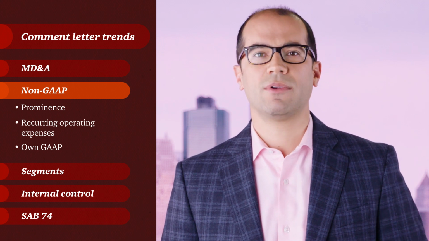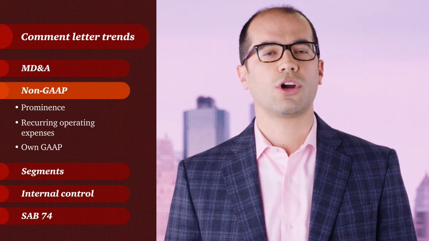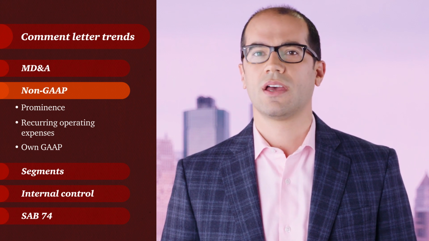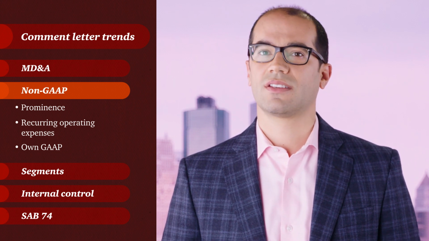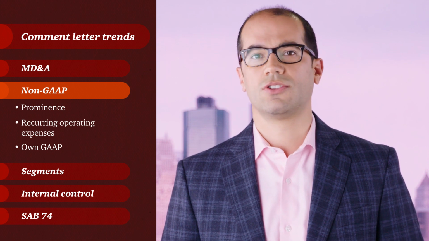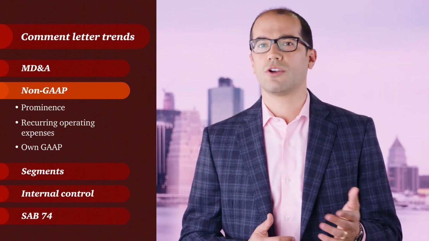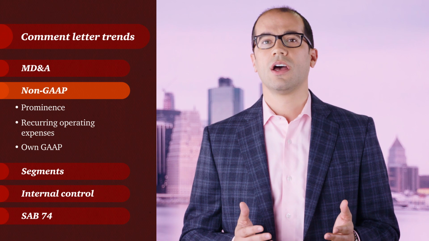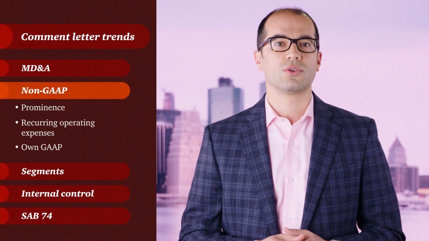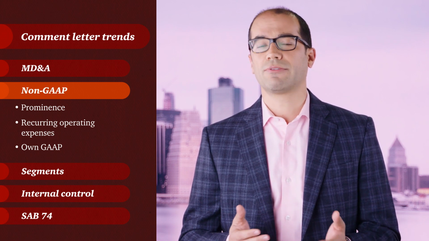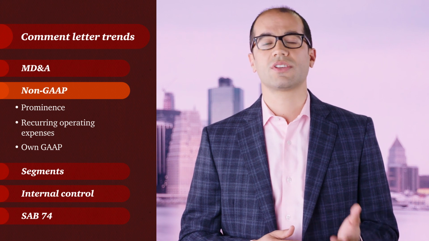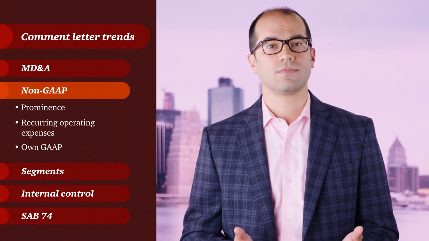Next is non-GAAP information that excludes normal or recurring cash operating expenses. This is a facts and circumstances assessment where you need to exercise judgment. For example, in determining if an item is normal or recurring, a retailer that closes down stores on a regular basis is different from a manufacturer that closes a single plant in 20 years.